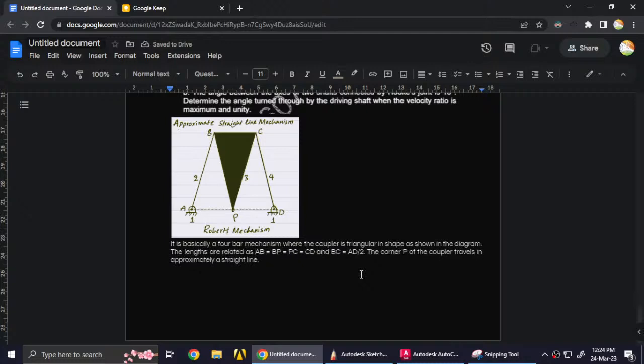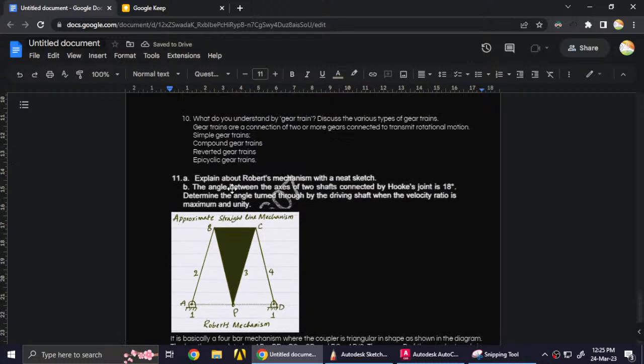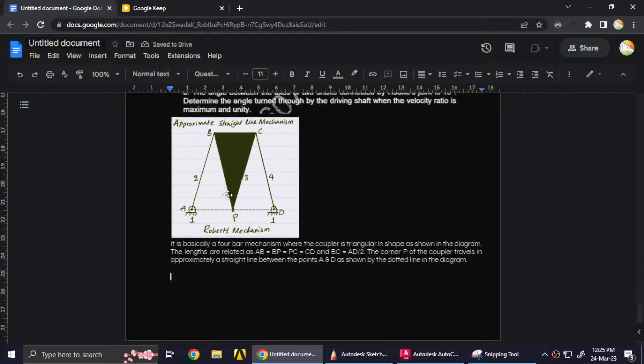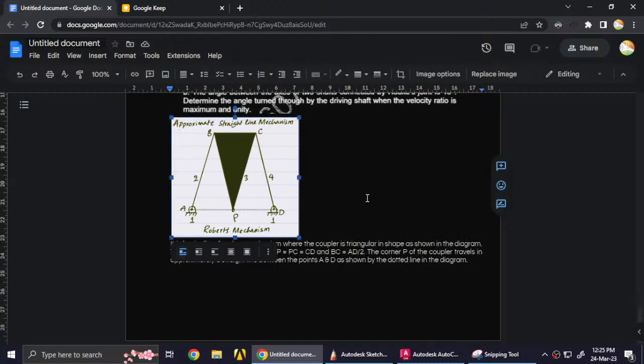Their lengths are related like this. The corner P of the coupler travels in an approximately straight line between the points A and B, as shown by the line. That's for the A bit.